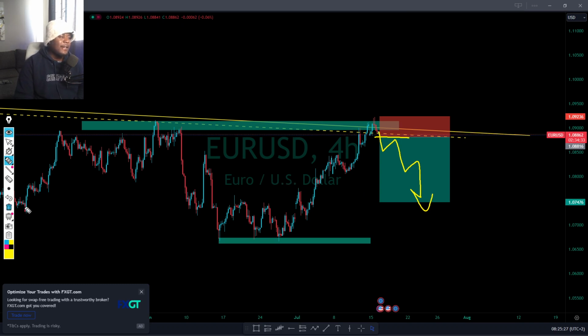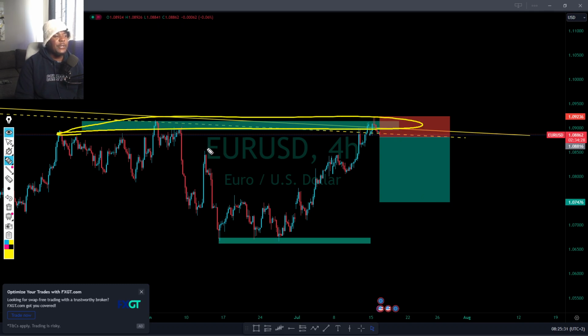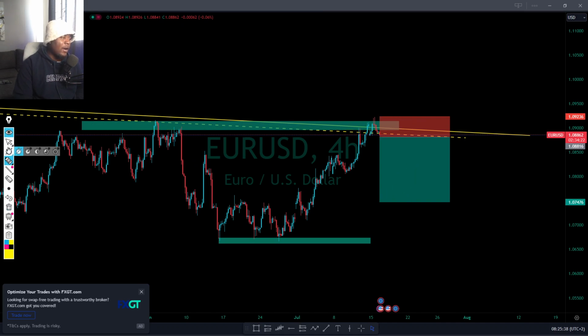So I'm expecting a very nice sell here on Euro USD. You can even see that we also have this horizontal resistance, so we might have a nice move like that. So expect a move like that later on.